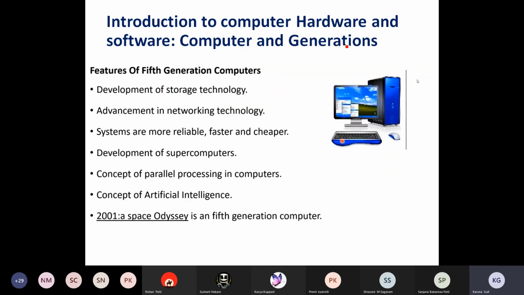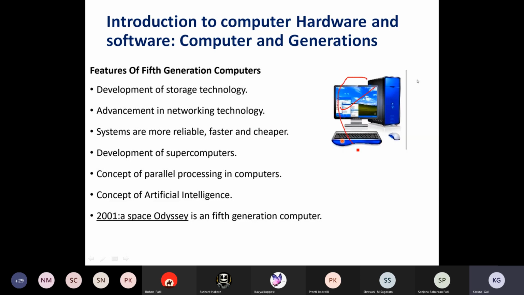Then you have the fifth generation systems, which maybe we are using, or maybe not, but most people are using these things. The storage capacity is very high in this case, because the size of the storage has changed drastically. It became very, very small, and very small memories are able to store huge data. That made it possible, and because of that, the size of the system changed drastically.